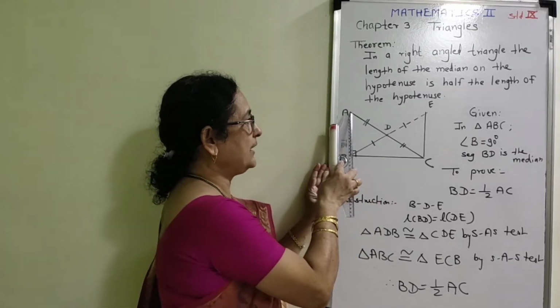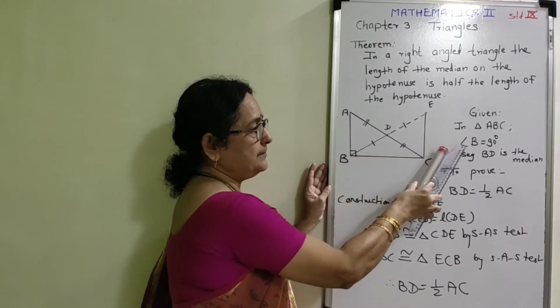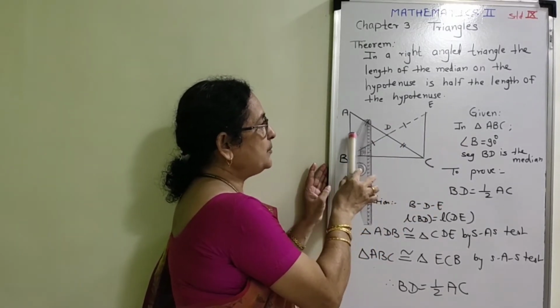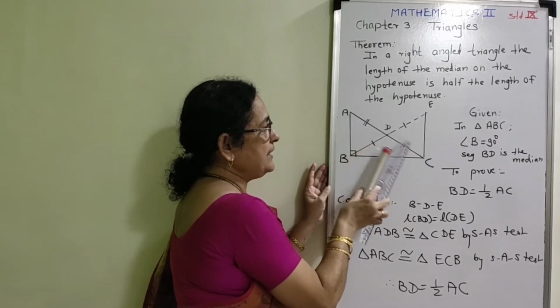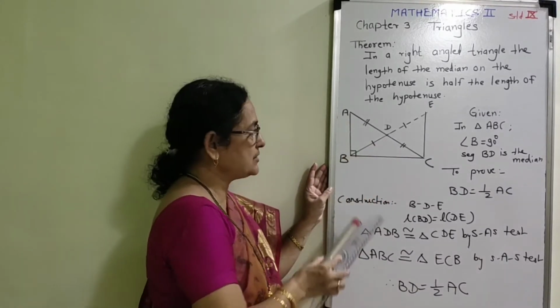First of all, we have taken a right angle triangle ABC, where in triangle ABC, angle B is of 90 degrees. Now, D is the midpoint of hypotenuse AC, and therefore AD is congruent to CD. We have taken both the segments congruent to each other.